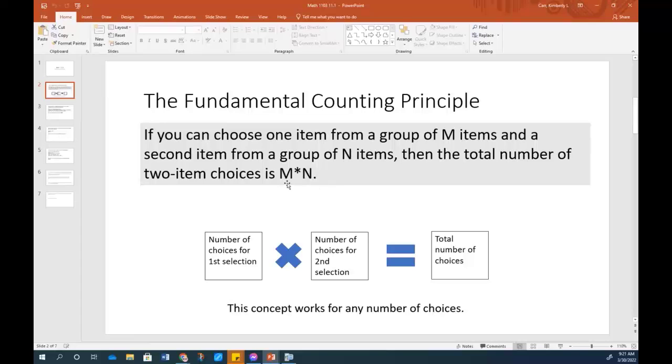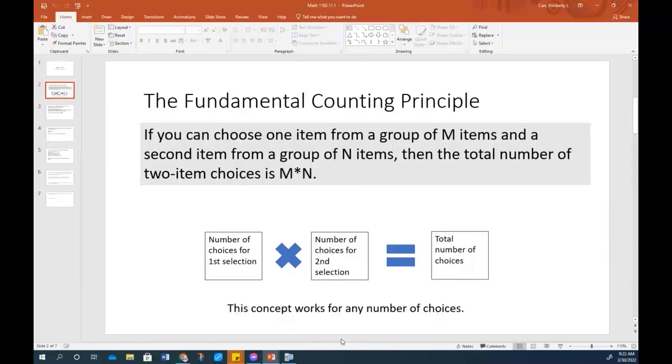Now you could find this same sort of thing by maybe making a tree diagram that you may have done, where you say, okay, I took the first option and then I could take that with the first, second, third, or fourth and so on. But that is really cumbersome, and just multiplying is so much easier. So you're going to take the number of choices in your first selection times the number of choices for the second selection, and that will give you your total number of choices.